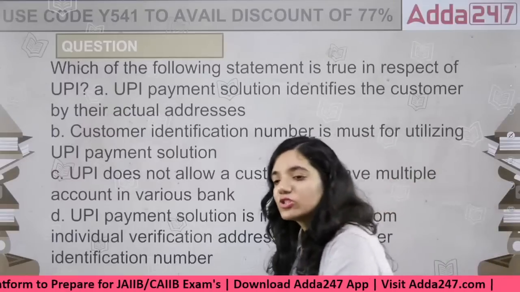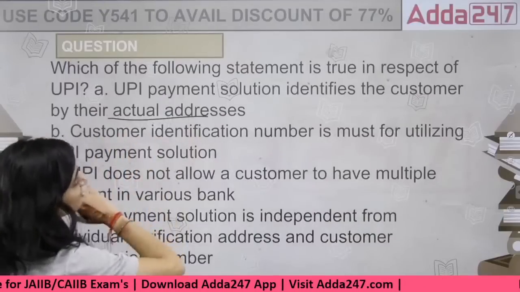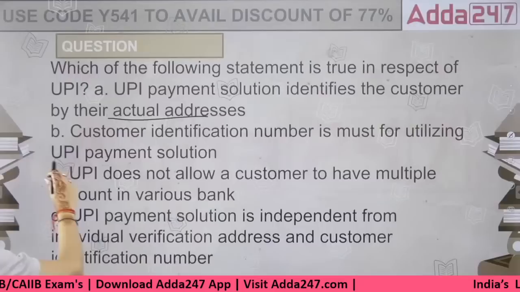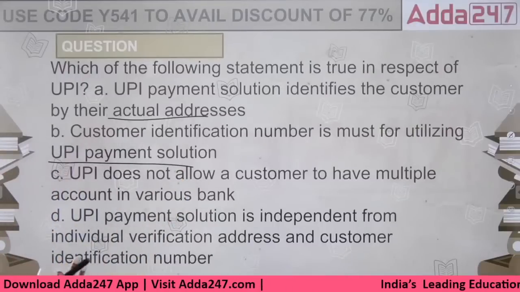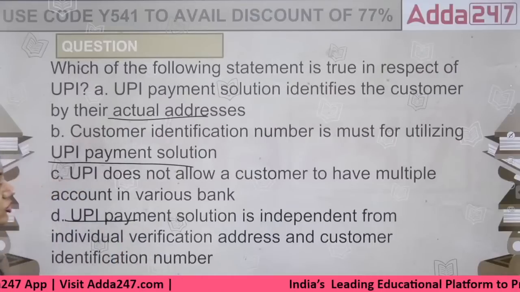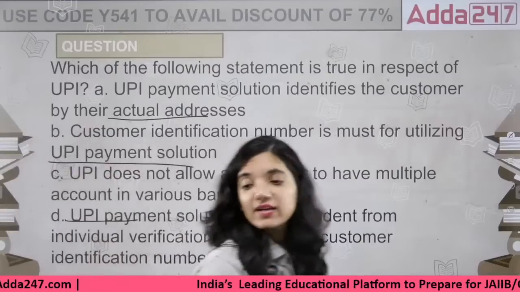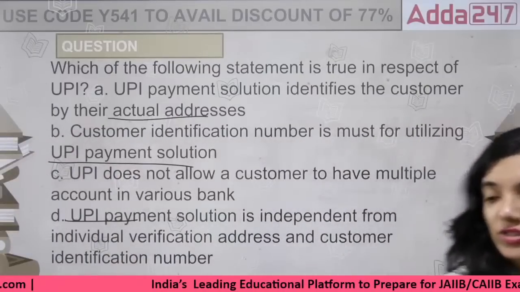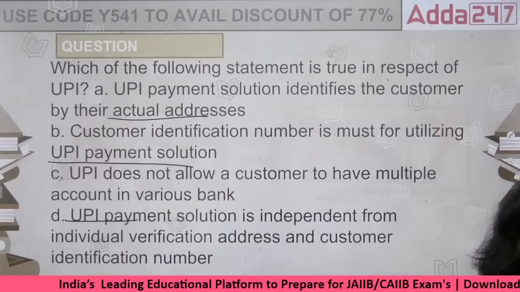A UPI solution identifies the customers by their actual addresses. Customer identification number is a must for utilizing the UPI solutions. UPI is not allowed for the customer to have multiple accounts in various banks. And the UPI payment solution is independent from the individual verification address and customer identification number. This is a question from module D.